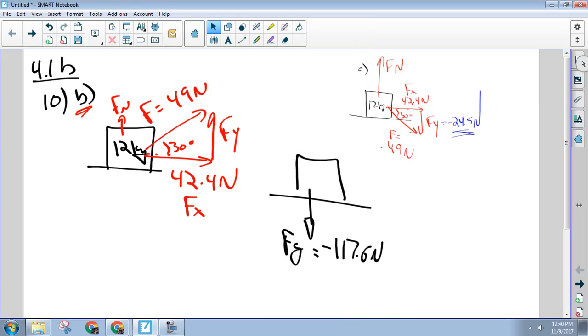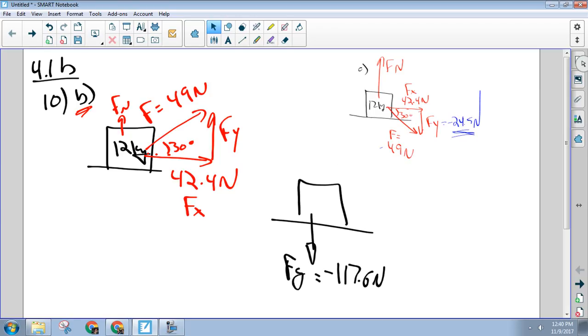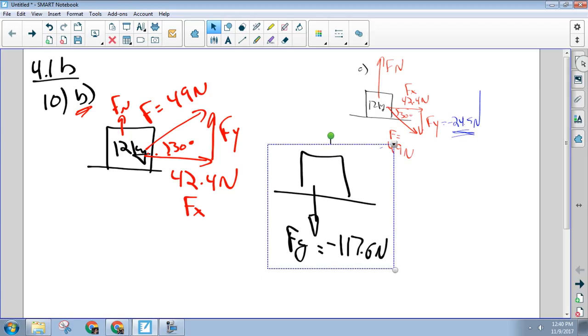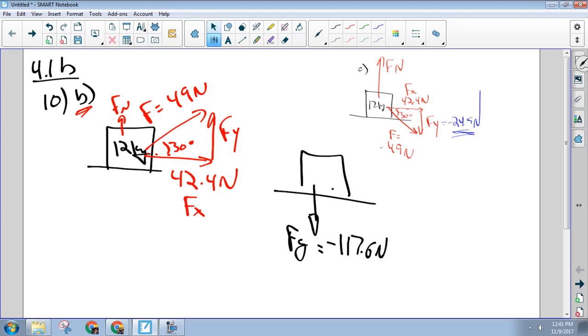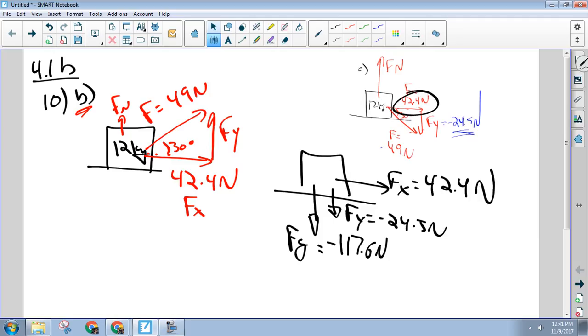We know that Roy is pushing down on it with a force of 24.5 newtons, and he's pushing forward on it with a force of 42.4 newtons, right? All right, so now talk to me about normal force. So would it be 117.6? No. So your original question was, do normal force and gravity always cancel? And the answer to that is no, because my normal force here isn't 117.6, right?